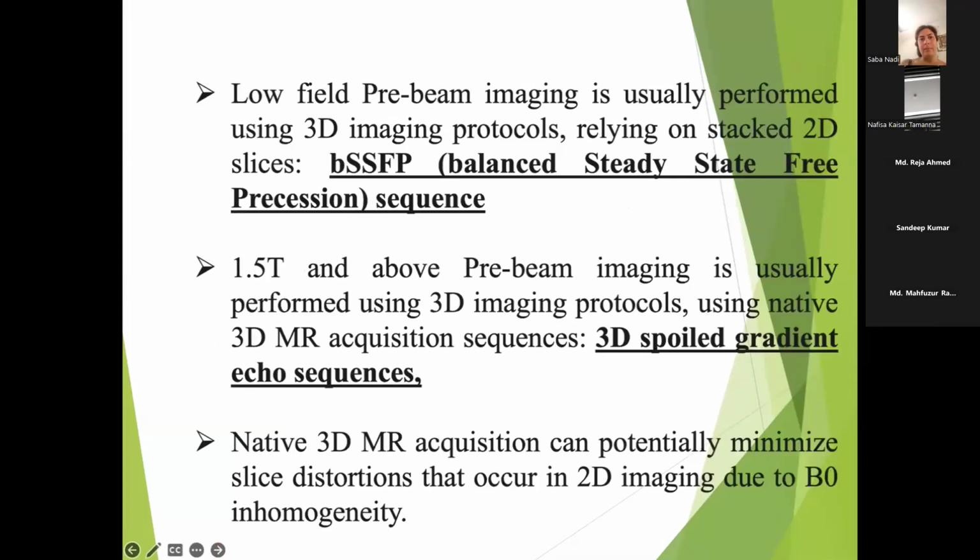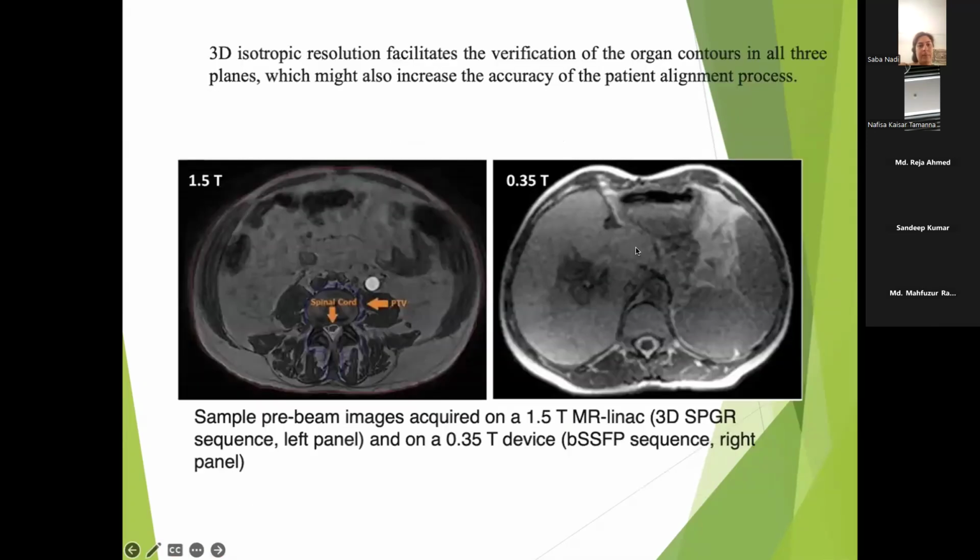dose-free extended imaging is possible directly before or during treatment for online adaptive RT. For low field, pre-beam imaging is usually performed using 3D imaging protocols relying on stacked 2D slices, that is, a balanced 3D steady-state free precession sequence. And for higher magnetic field MRI scanners, we go for 3D spoiled gradient echo sequences. So this is a typical difference between the imaging of the 1.5 Tesla and the 0.35 Tesla.